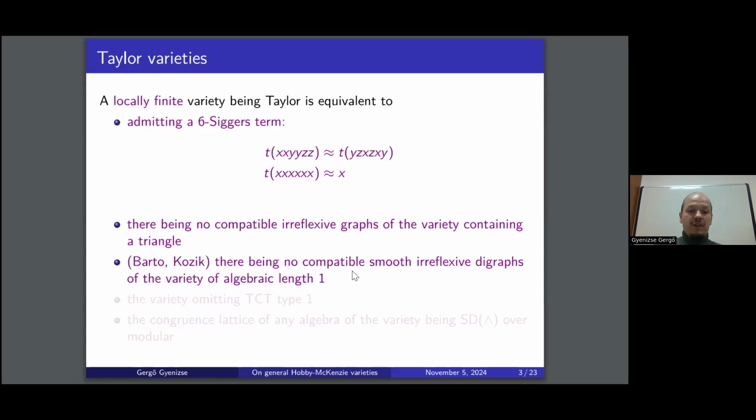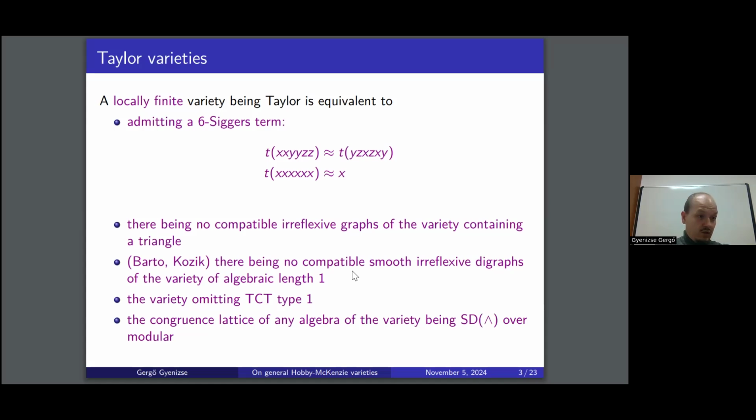Okay. Yeah, we also have a TCT characterization: a locally finite variety is TCT omitting type 1 if it is Taylor. And there is a congruence condition. A locally finite variety is Taylor if and only if the congruence lattice satisfies this SD meet over modular condition. That means that all the congruence lattices have a lattice congruence such that the classes are modular, and the factor with that congruence is a meet semi-distributive lattice.